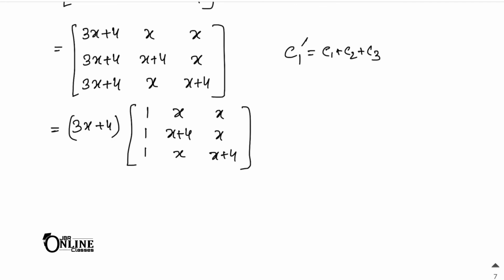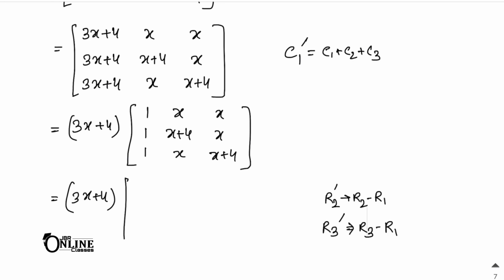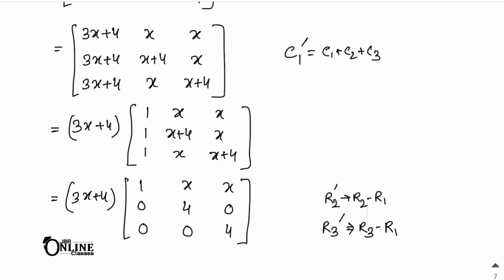Now you can take another operation. The next operation will be R2, that means row 2, minus row 1, and for row 3, row 3 minus row 1. For row 2: 1 minus 1 is 0, x plus 4 minus x is only 4, and then 0. Next, 1 minus 1 is 0, x minus x is 0, and that one will be only 4. So now it's very easy to find the det of this matrix.